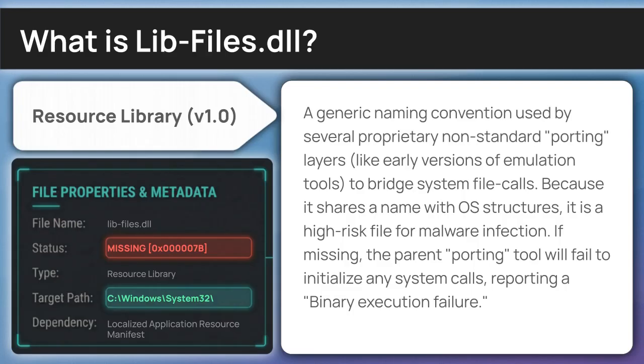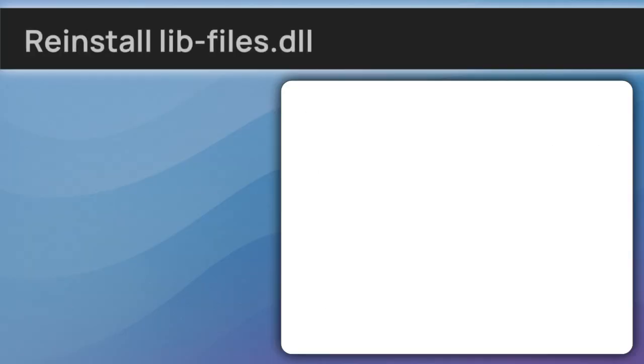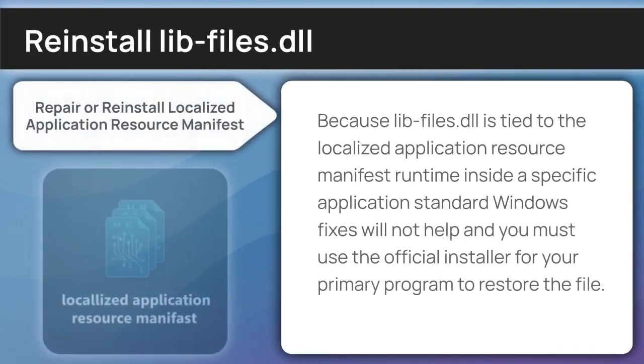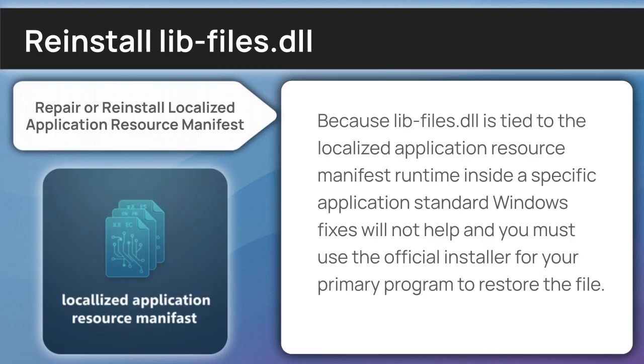Now that the background is clear, let's walk through the actual installation steps. Because Lib-files module DLL is tied to the Localized application resource manifest runtime inside a specific application standard, Windows fixes will not help, and you must use the official installer for your primary program to restore the file.